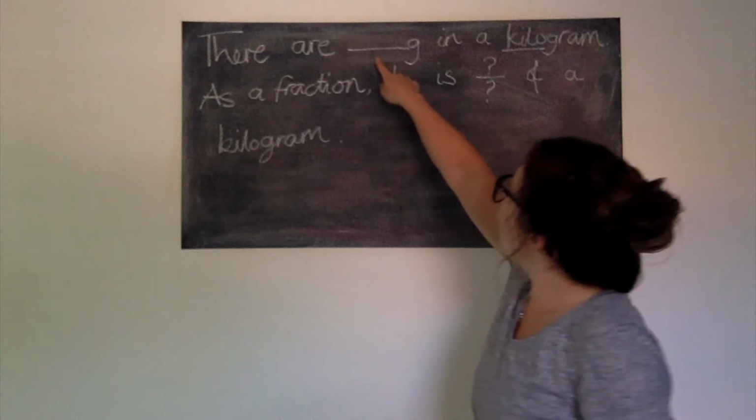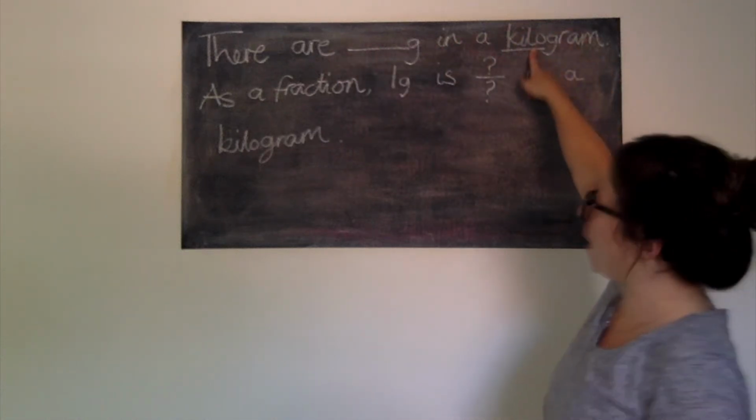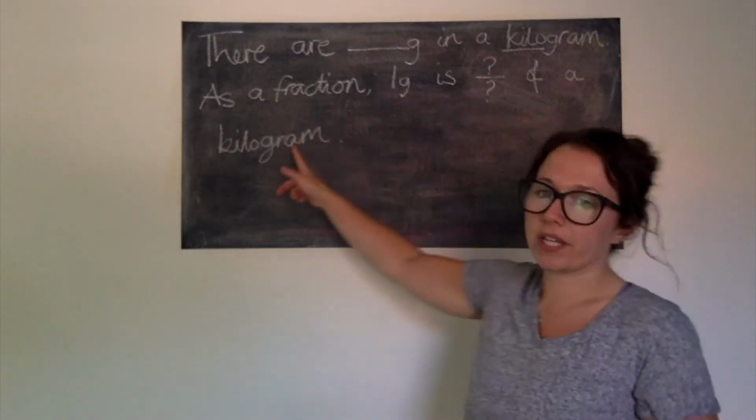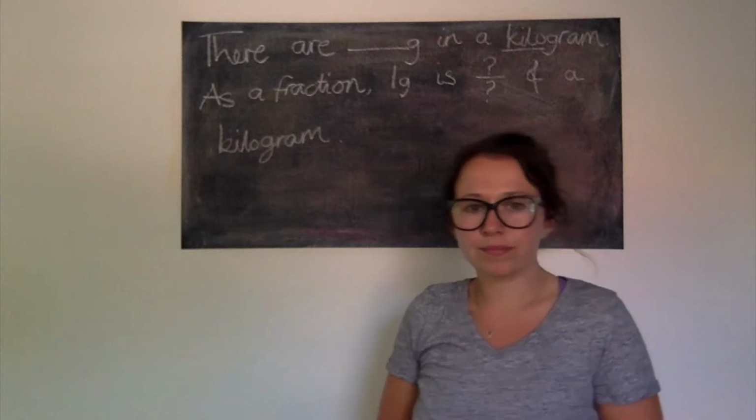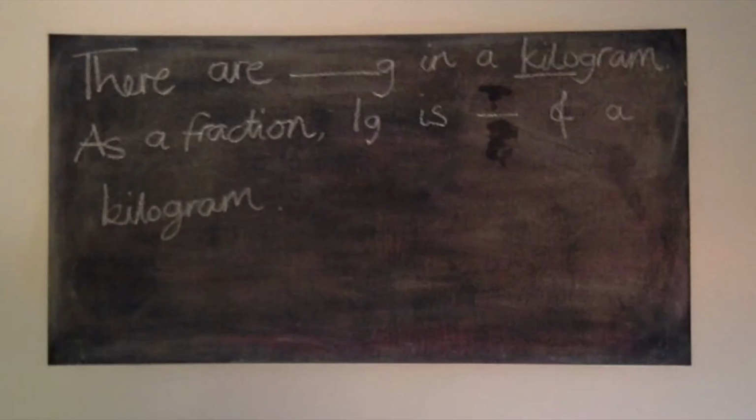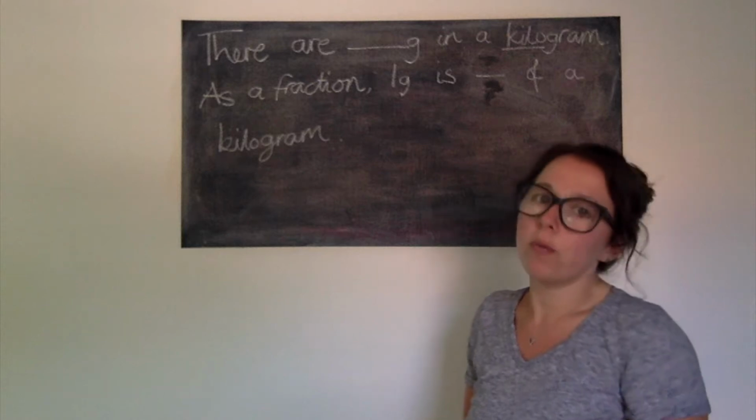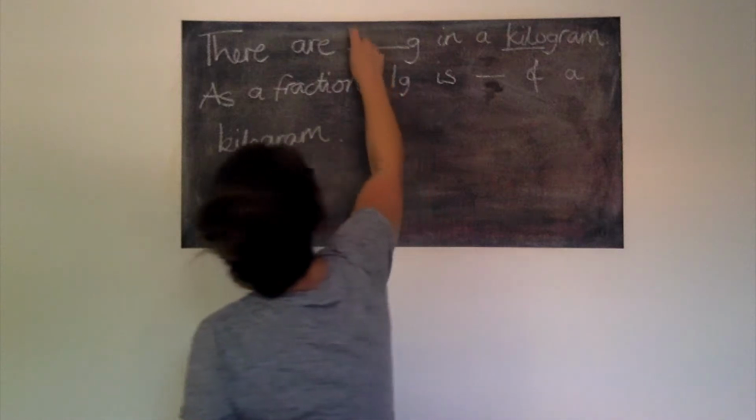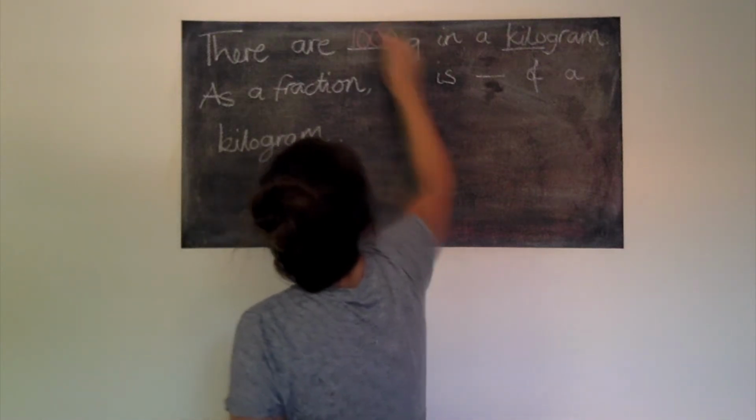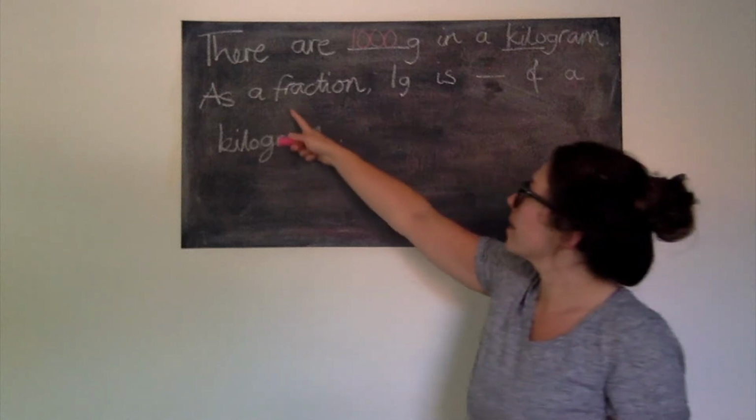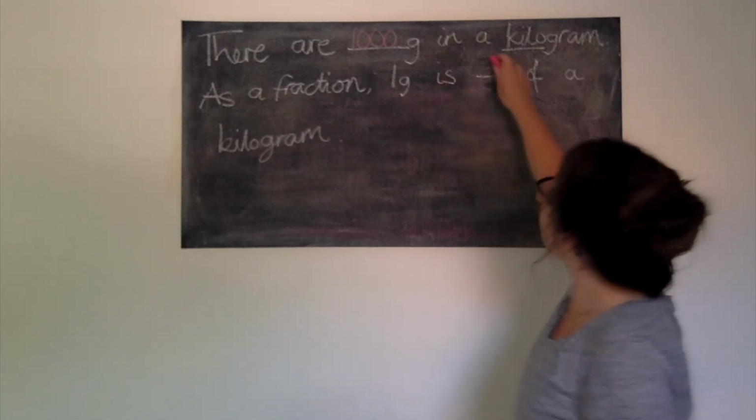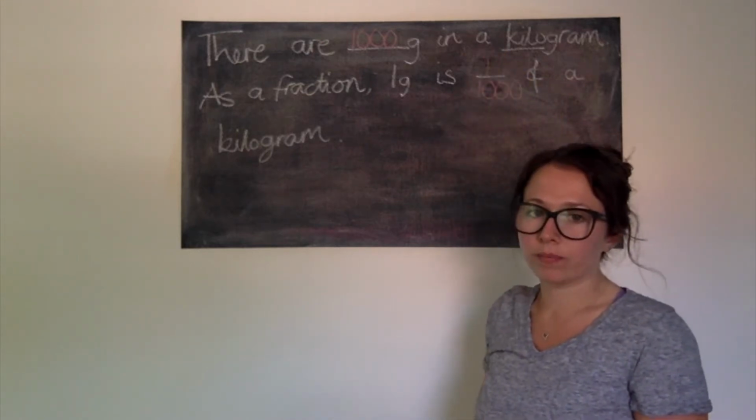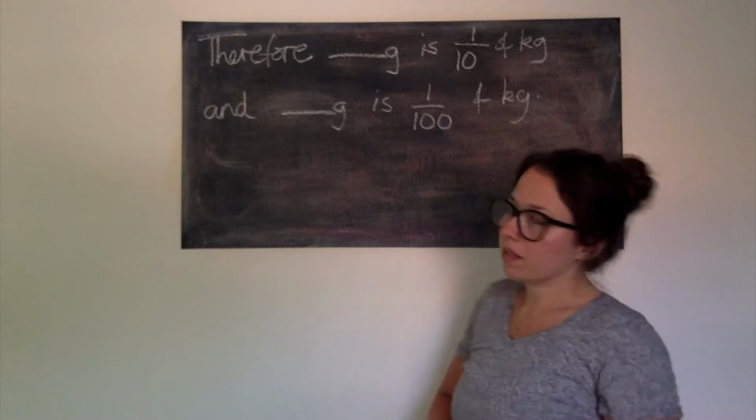So there are how many grams in a kilogram? Underline that to help you. As a fraction, 1 gram is what fraction of a kilogram? Pause the video, see if you can fill those in. Hopefully you remembered that that kilo prefix means 1,000. So there are 1,000 grams in a kilogram. So that means as a fraction, 1 gram is 1,000th of a kilogram. Use that to help you with these sentences.